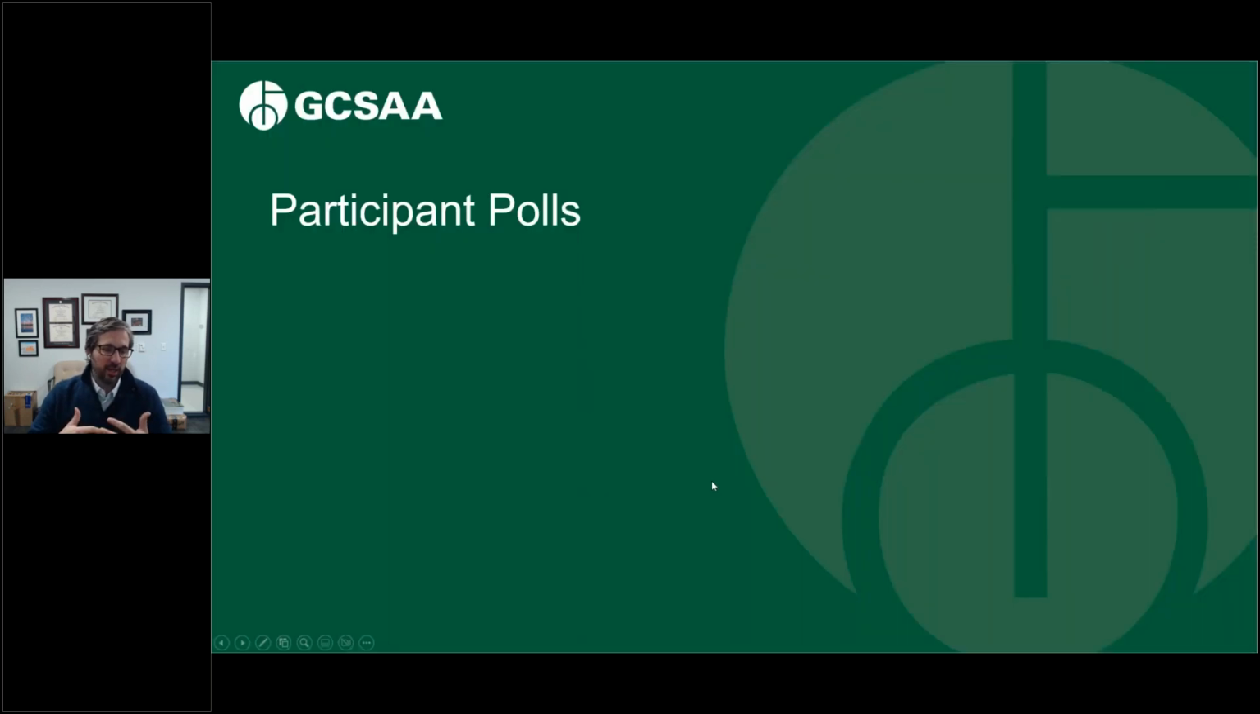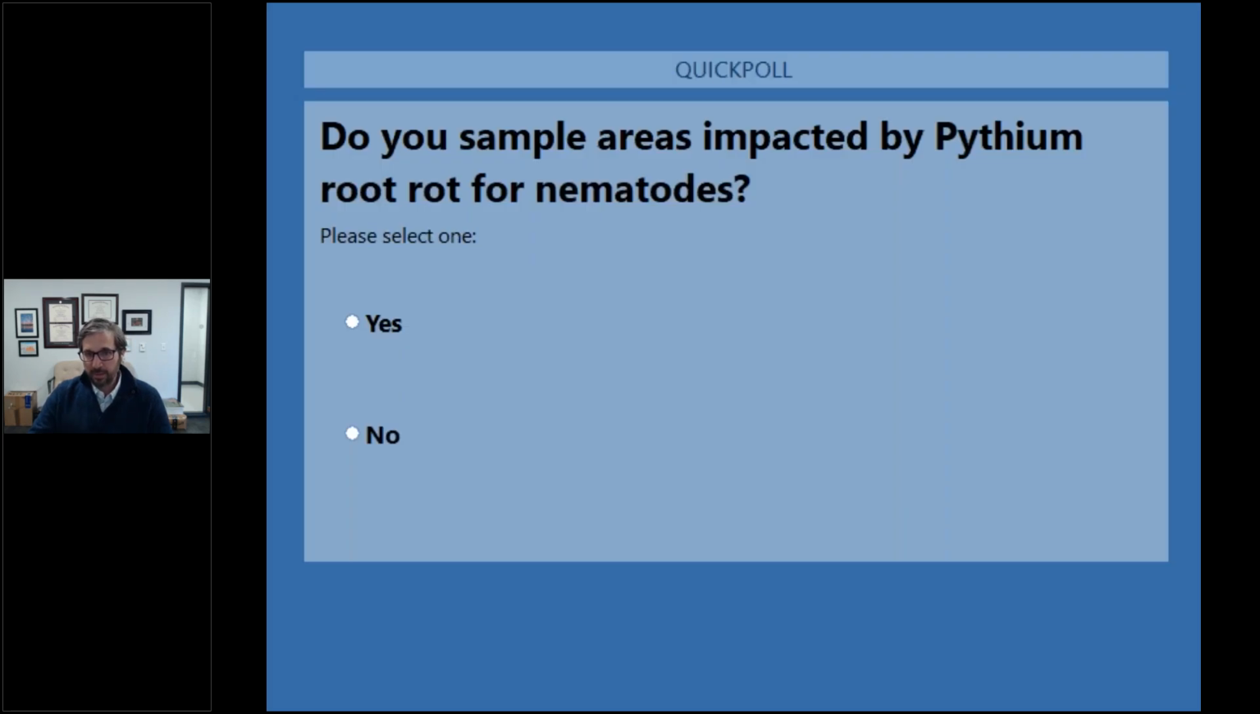So with that in mind, and thinking about areas where Pythium might develop, I put in a quick poll here with 2 questions, thinking about other factors that could be impacting Pythium root rot. One question that I have for you all as a group is, do you sample areas impacted by Pythium root rot for nematodes? Nematodes are a big issue where I'm located in the Southeast, and we do see relationships between areas that are impacted by Pythium root rot as well as other soil-borne fungi with the presence of certain nematodes. Happy to get your answers here, and we'll move into some of the discussion with that and control measures following the poll here.